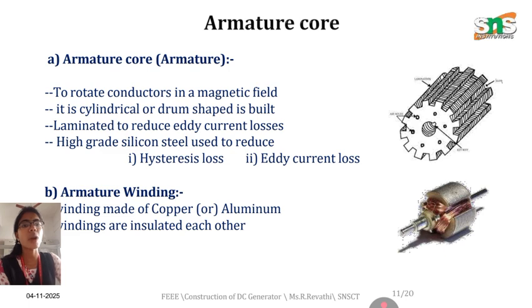Whereas the armature winding is made up of copper or aluminium. Why copper or aluminium? These two are the major conducting materials. They are good conductors, so we are selecting copper and aluminium. The windings are insulated from each other, because touching of uninsulated material causes the circuit to be shorted, so proper insulation from each other is required.